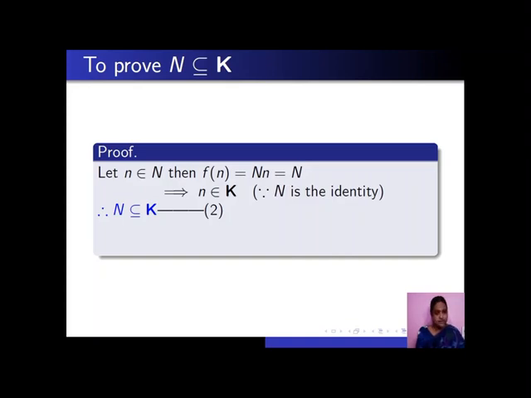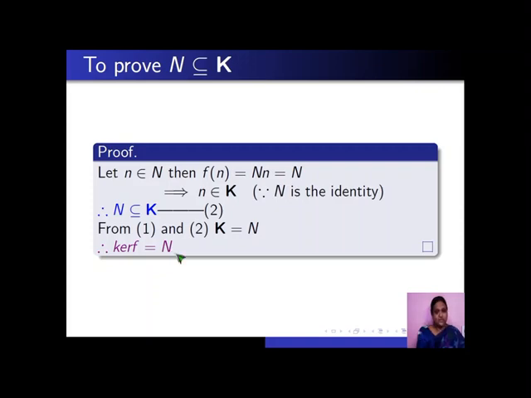So if n is subset of k, and just now we have proved that k is subset of n. So from 1 and 2, k is equals to n. K is equals to n means kernel f. What is k here? Kernel f. So kernel f is equals to n. So in this way we will prove the theorem.